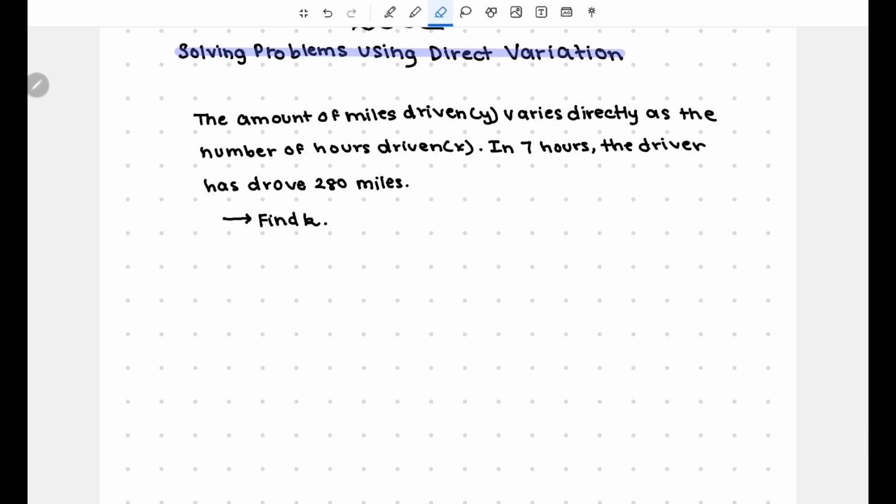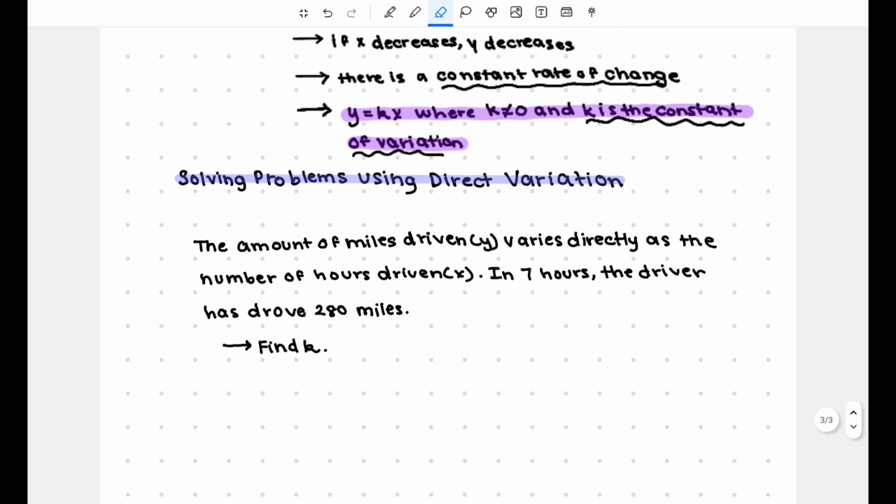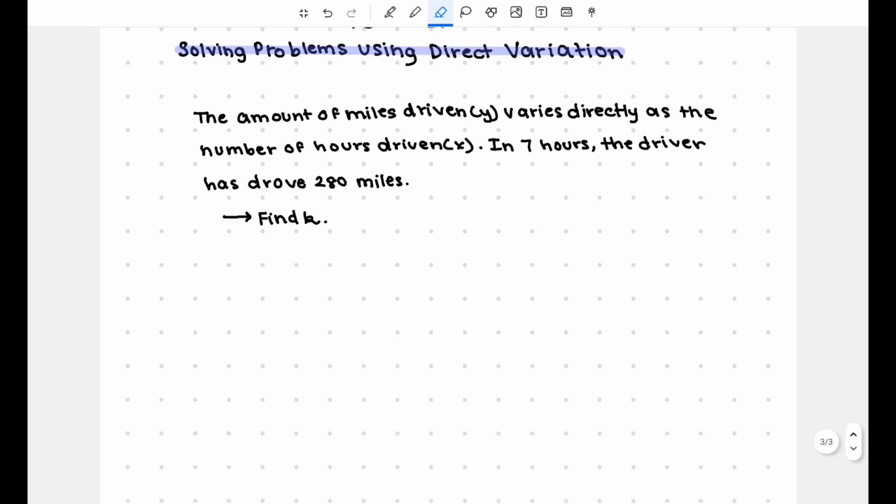For instance, we are given a situation. We are told that the amount of miles driven, which we're calling the variable y, varies directly as the number of hours driven, which is x. In 7 hours, the driver drove 280 miles. Now we can use direct variation to find k. If we go back, k is the constant of variation, or the constant rate of change. There are a couple of different ways we can approach this problem.